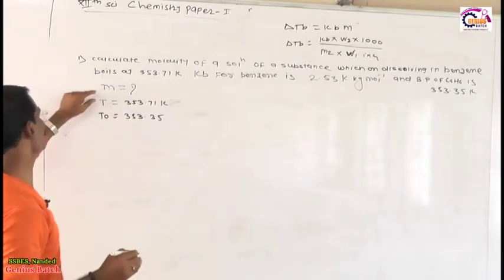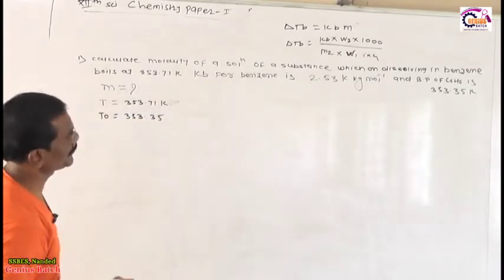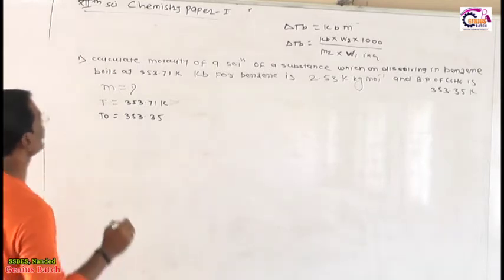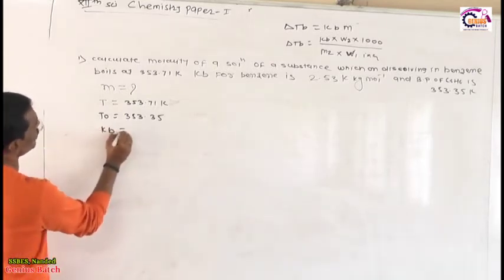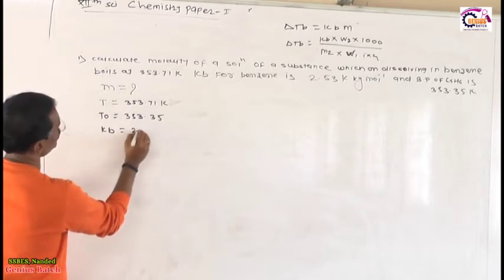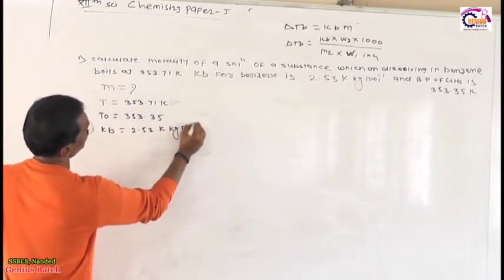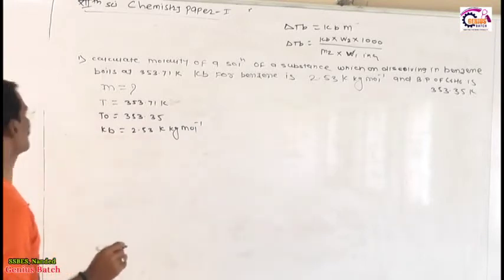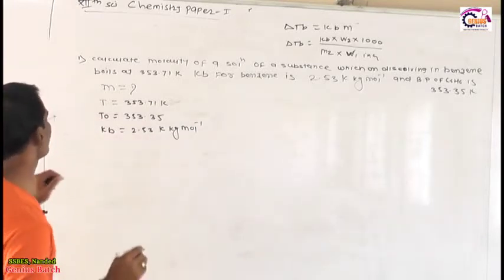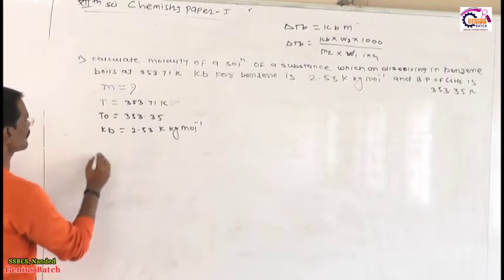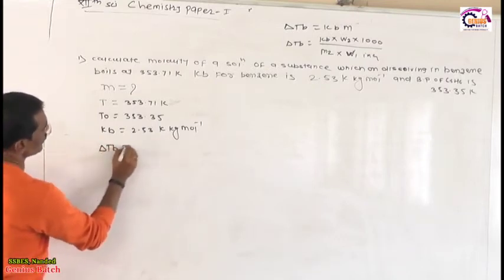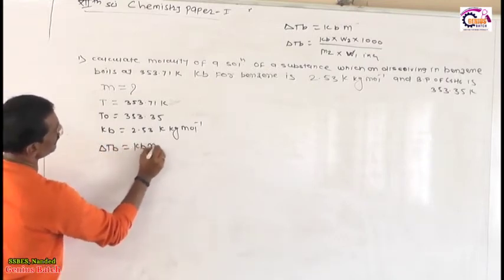Obviously the boiling point of solution is always greater than the boiling point of pure solvent, and they have given you the Kb. The value of Kb is 2.53 Kelvin kilogram per mole. So, dear friends, to calculate the molality, as you know very well, the formula present in front of you is delta Tb is equal to Kb into m.